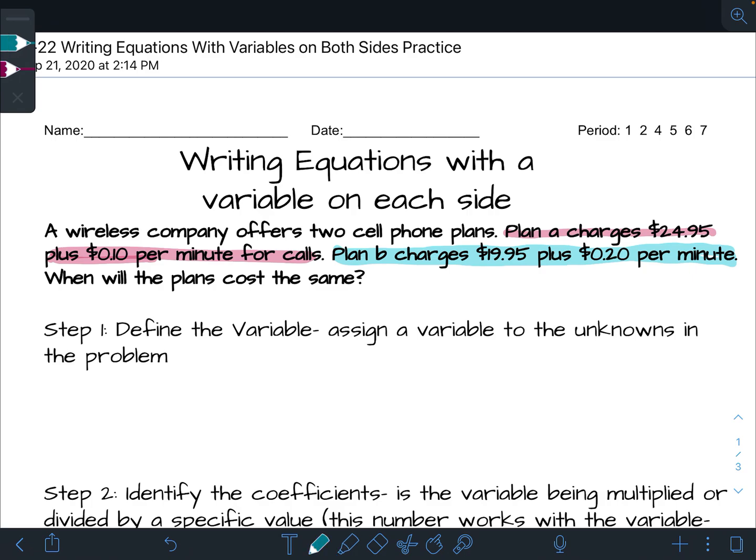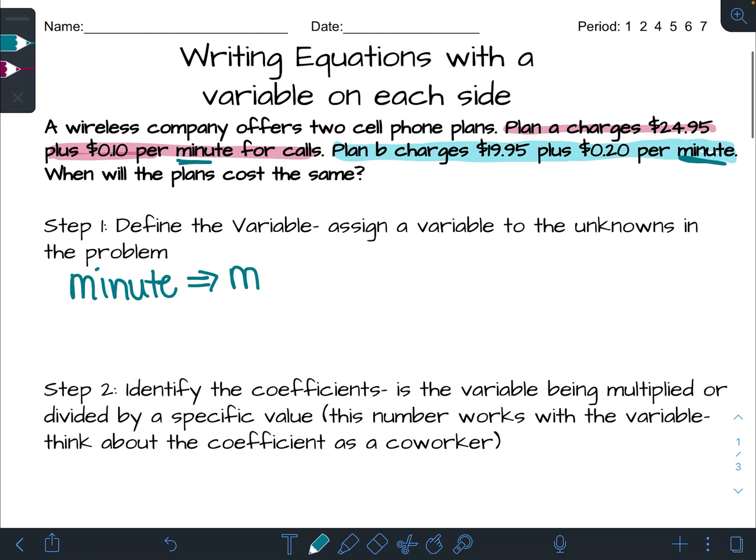So the first step always is for you to determine what the variable is, what the unknown is in the problem. So when I'm looking at this, I know that it is originally $24.95 and then it's 10 cents per minute. I don't know how many minutes I am going to be on the phone. So that is my unknown, and each of these is how many minutes I'm going to be on the phone. So your variable is going to be minutes, and we can define that using the letter M. Now, if you want to, you can use an X if you would like, but the M just kind of helps you remember what you're really looking for, right? So the number of minutes.